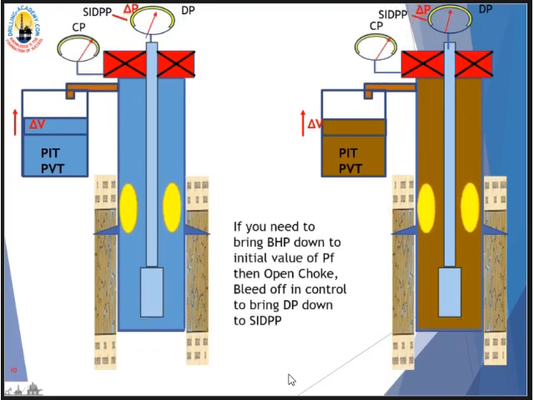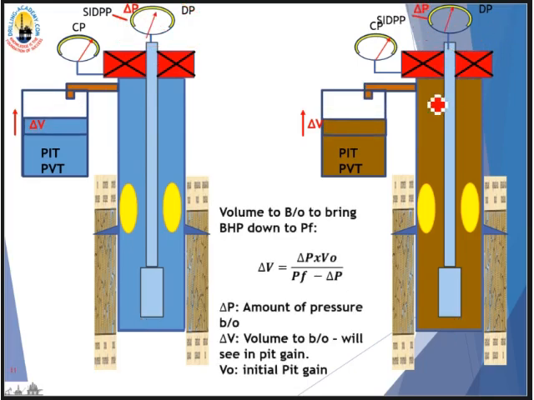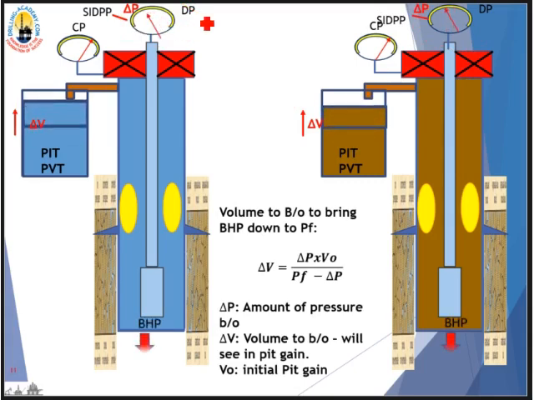All right, so if at any time you need to bring the bottom hole pressure down to initial value, which is formation pressure, what you need to do, you open the choke, you bleed off through the choke in control, but you stick with the drill pipe pressure gauge. Don't pay attention to the casing pressure gauge. Stick with the drill pipe pressure gauge, okay? It's the governing gauge, all right? So you want to bring the casing and the drill pipe pressure gauge back down to the initial shut-in drill pipe pressure.